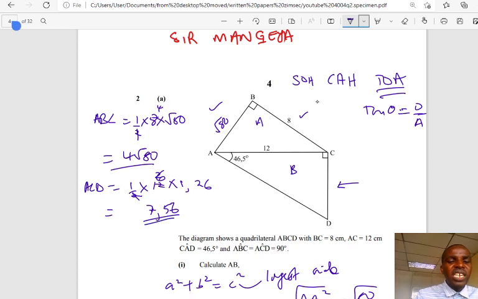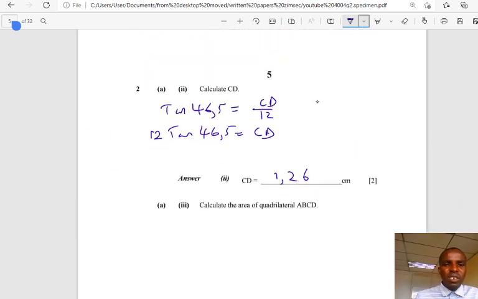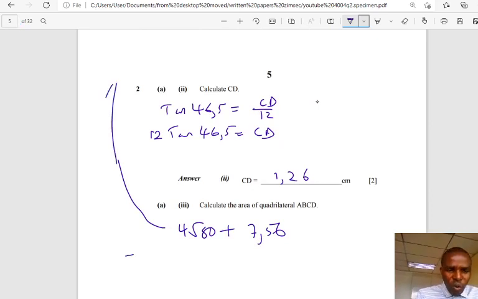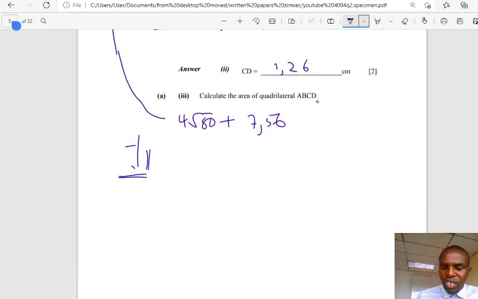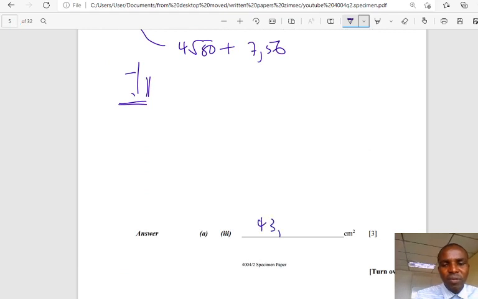So it's 7.56. So the total area is 4 root 80 plus 7.56. But take note, all the working that I have done up there, you have to work it out here. That's why you have to show all the working here. Then let me just find this in your calculator. It will be 4 times square root of 80 plus 7.56. What do you get? 43.3. So it's 43.3 square centimeters to 3 significant figures. Done.